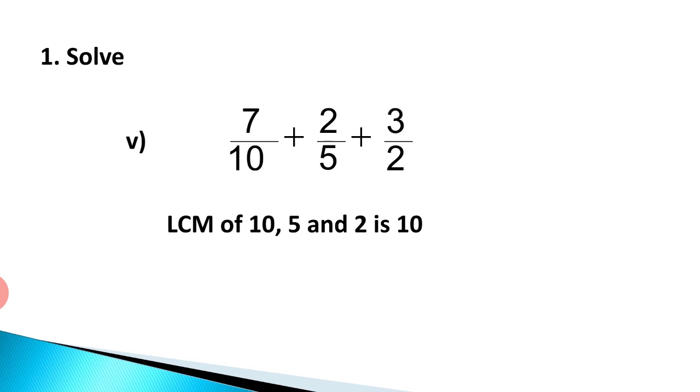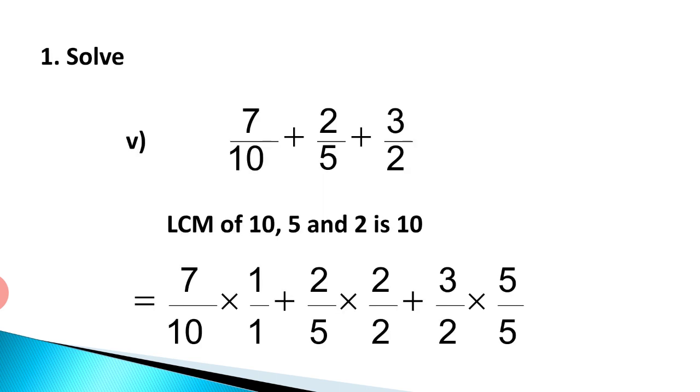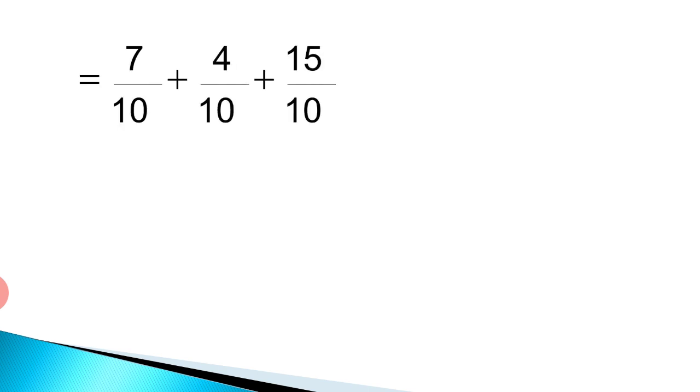Okay. So now, again converting the fractions into equivalent fractions. We have 7 by 10 and it is already 10, so you need not convert, you will just multiply by 1. 2 by 5, you have to multiply numerator and denominator by 2 because 5 2s are 10. 3 by 2, you need to multiply by 5 because 2 5s are 10. So after doing that, 7 upon 10, then 4 upon 10, and 3 5s are 15 upon 10. So we get 7 by 10 plus 4 by 10 plus 15 by 10.